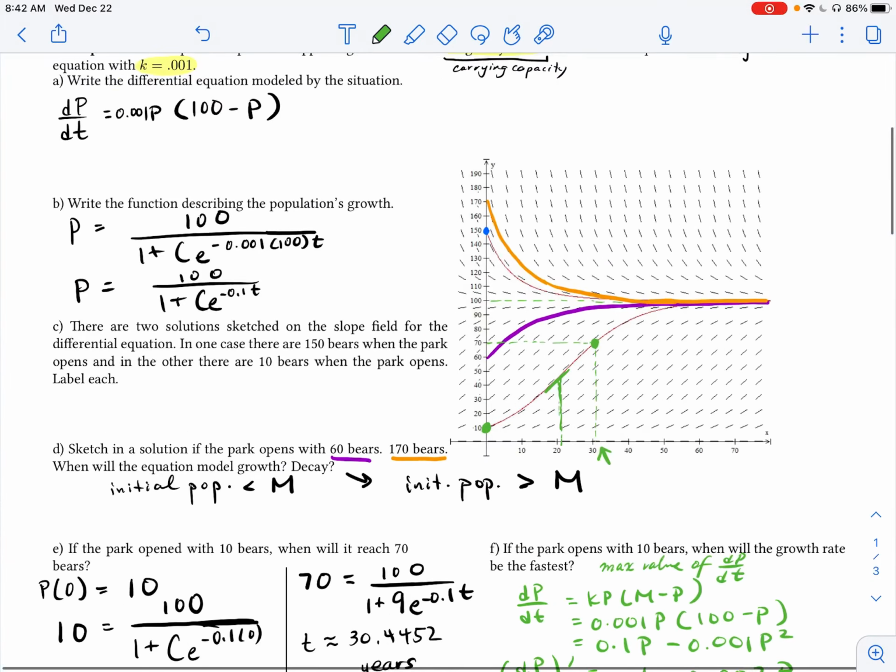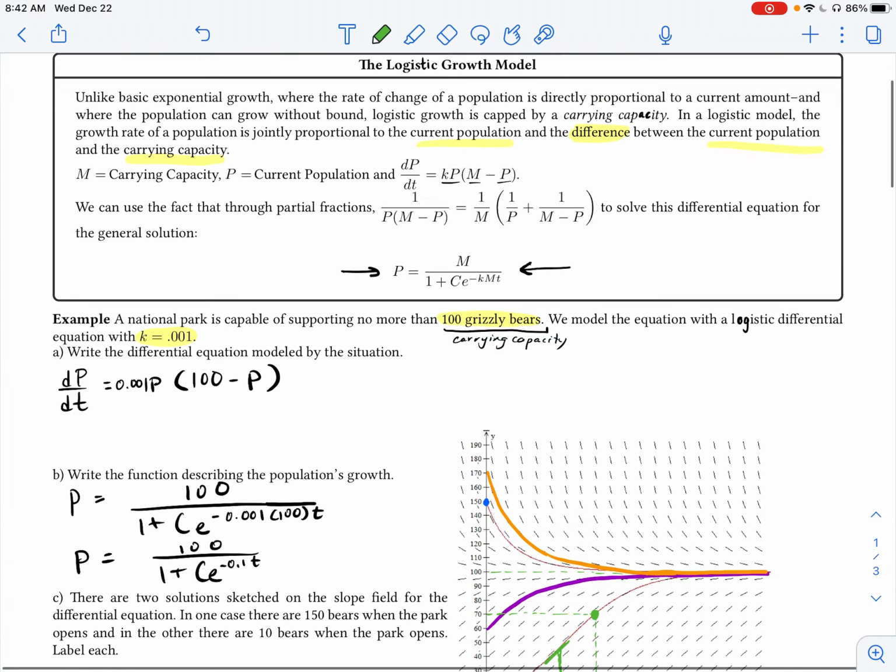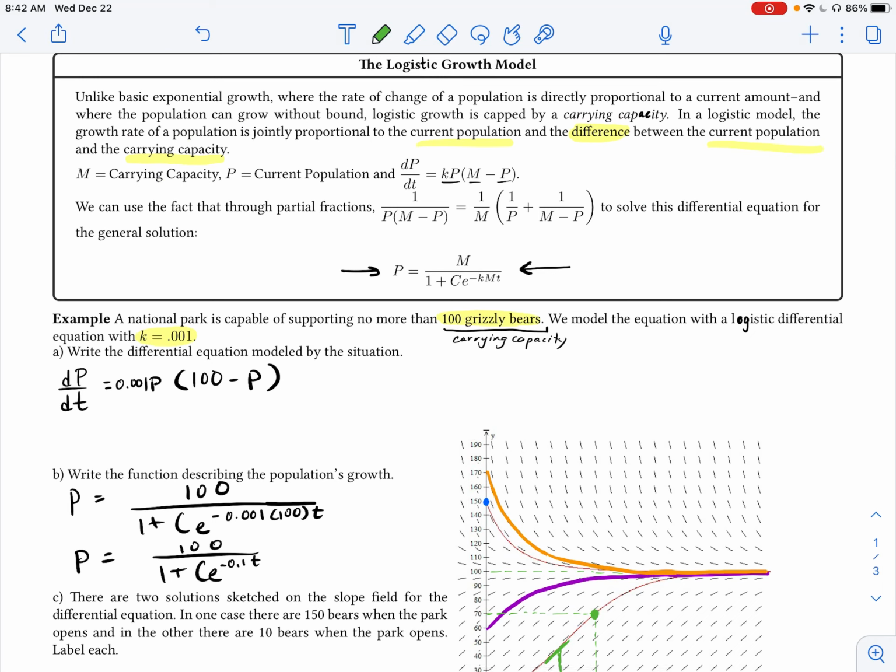All right. So hopefully this helps give you a pretty good sense of the logistic growth model and how we can actually use calculus to find things like the population and when the population is growing the fastest.